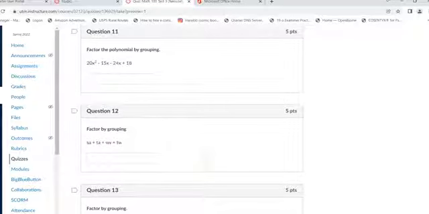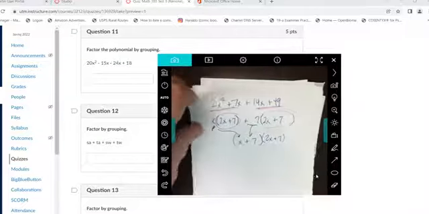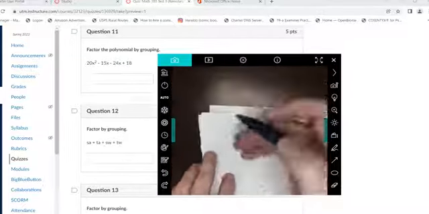Factor the polynomial by grouping. Okay. Now that one's a bit tricky.